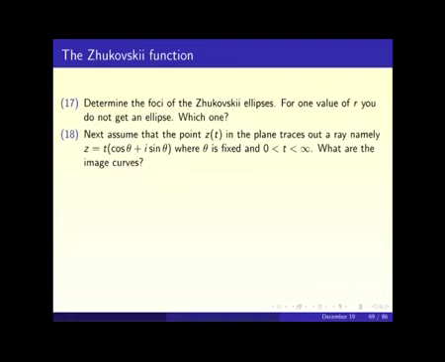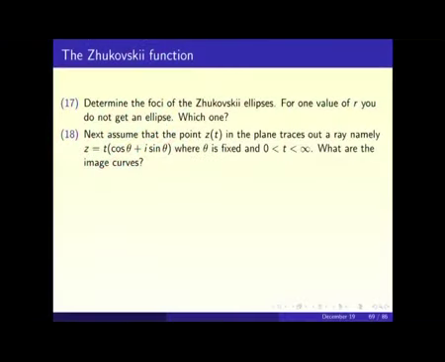Next, a similar problem. Instead of z tracing a circle, let us assume that z traces a ray from the origin to infinity. Take a ray making an angle theta with the positive x-axis. So how do you think about this ray? z equals t into cos theta plus i sin theta. t varies from 0 to infinity and theta is fixed. So I want to find the image f of z.